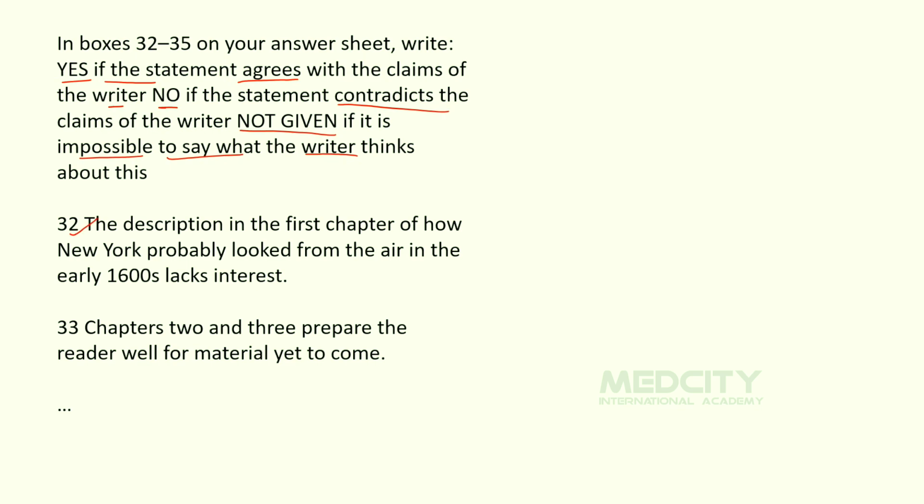So based on the instruction, now you read the question, you read question number 32, and after reading the passage, if you can decide that this information is right, or if it agrees to what the writer claims, then you should be writing yes. Now suppose if it was a true or false question, then you would be writing true. Now if the instruction clearly says write yes, no, or not given, you should be writing it as such.